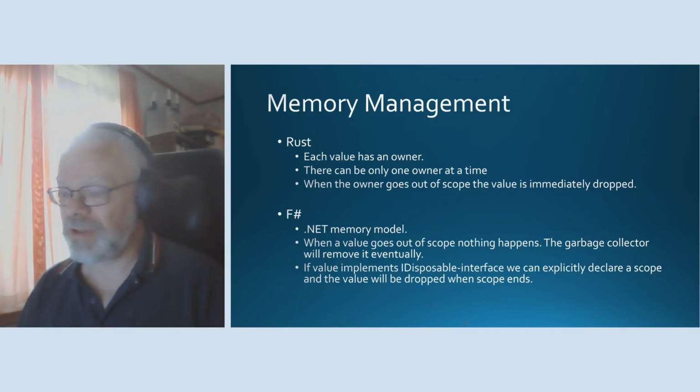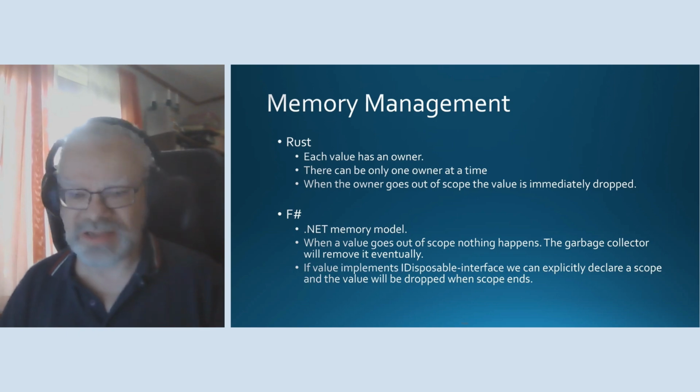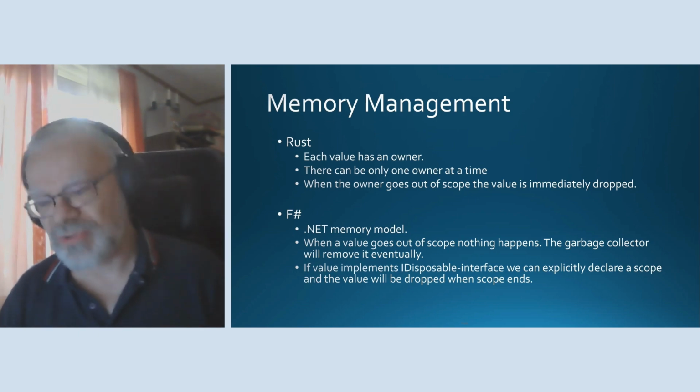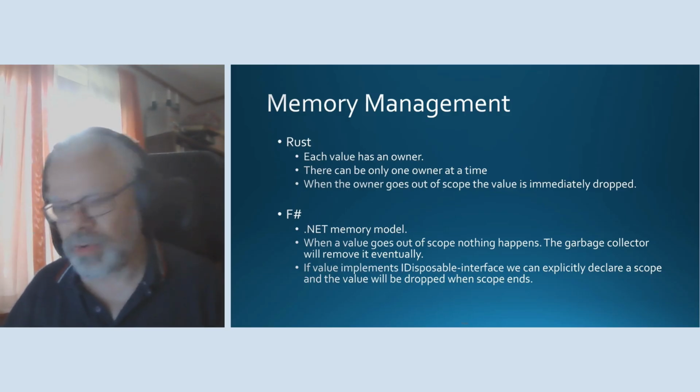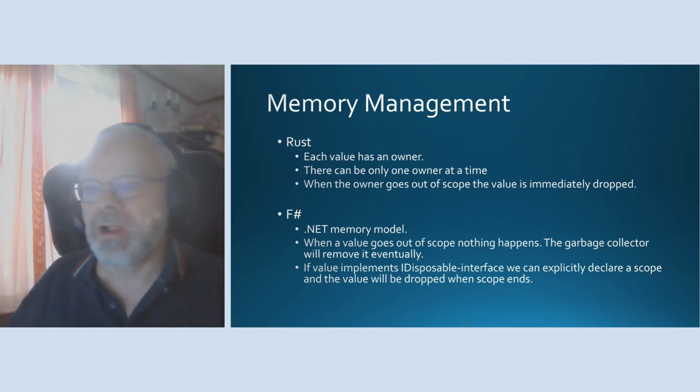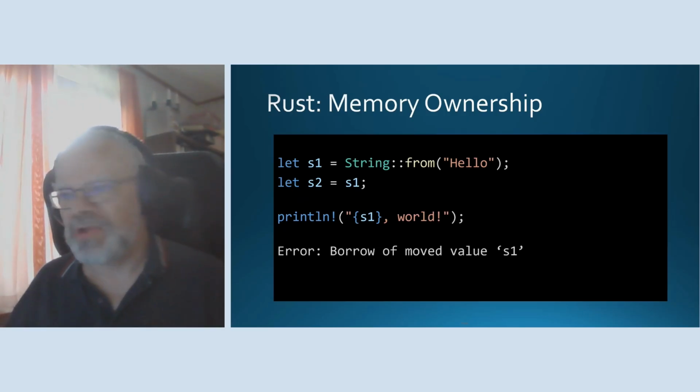If we have a value that implements the IDisposable interface, then we can explicitly declare a scope, and when that scope goes out, then that value will be disposed, that is, removed. I will show how that works. But first, Rust, memory ownership.